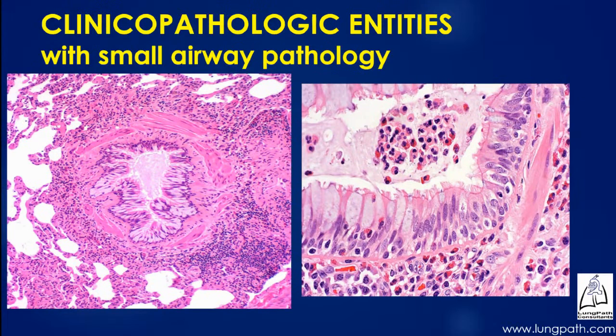Does anybody know what this disease is? The left-hand side suggests it's a cellular bronchiolitis. The right-hand side shows the eosinophils and lots of goblet cells. And this, of course, is asthma.